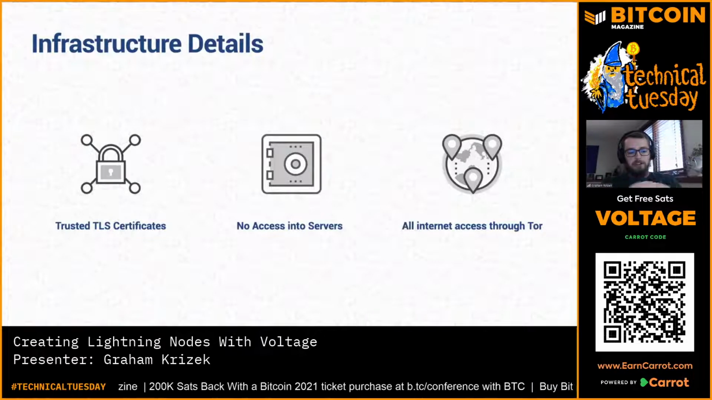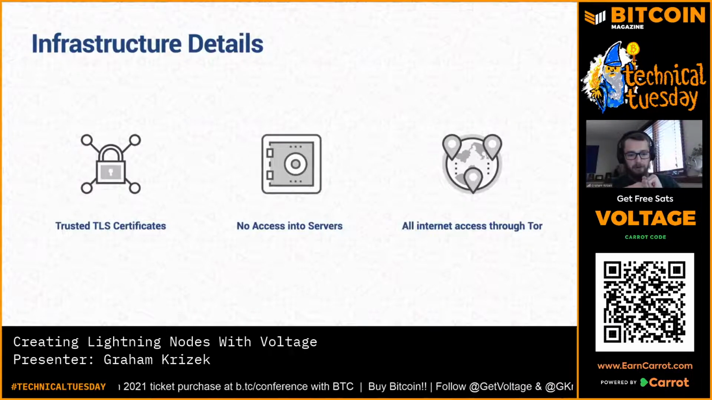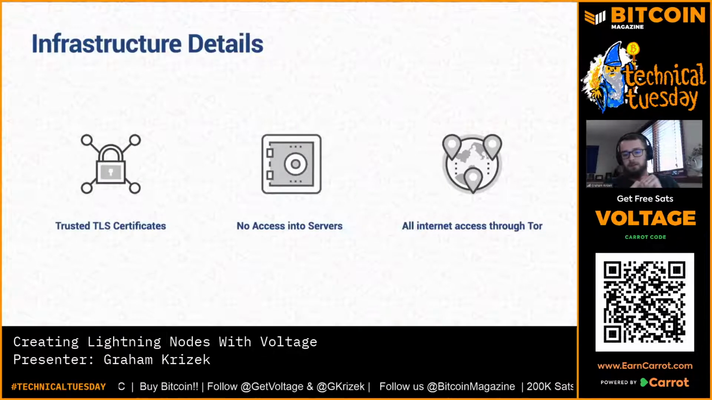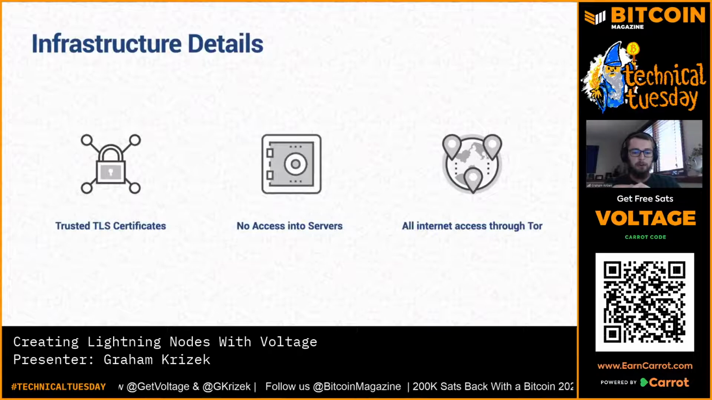Some of these things I already mentioned, but we use the trusted TLS certificates, which gives a nice experience for both not being able to decrypt requests, and you also don't have to have a copy of your TLS certificate to validate you're talking to the right place. All internet access is through Tor, like I mentioned, for both Bitcoin nodes and Lightning nodes. And then the middle one is no access into the server.